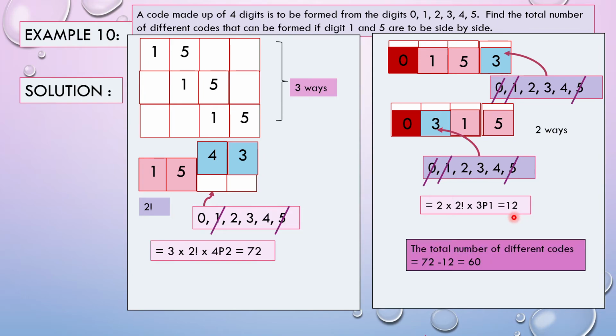So now, in order to find the total number of different codes, the answer is 72, you have to minus 12 in order to get the answer as 60.